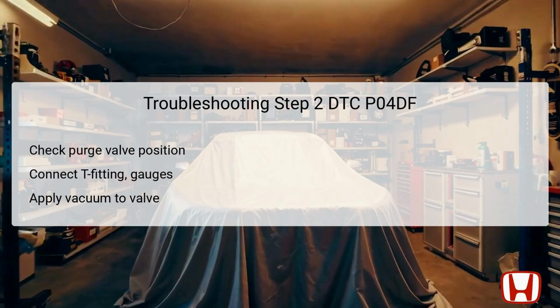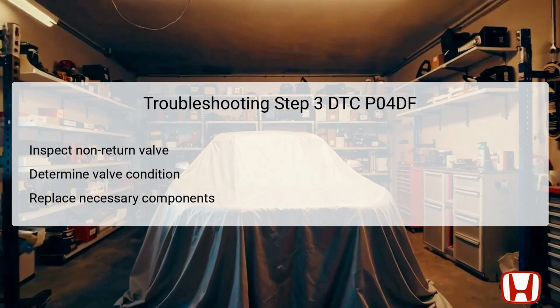It is essential to use a vacuum gauge capable of reading 0 to 30 inches of mercury, specifically the Snap-on YA4000A or equivalent. After setting up the system, apply a vacuum of approximately 2 kilopascals, which translates to about 0.6 inches of mercury. The key question to determine is whether the valve holds this vacuum, indicating that it is functioning correctly. In step 3, focus on the non-return valve, which is crucial for proper operation of the EVAP system.